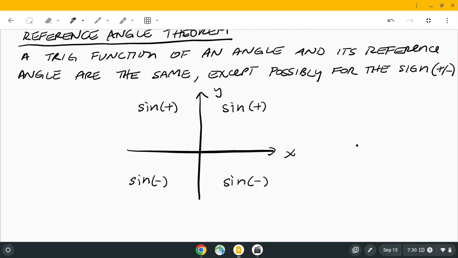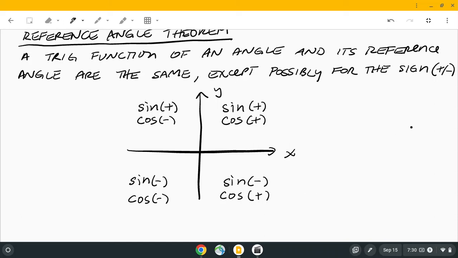Okay. And let's do the other two trig functions. Cosine. Cosine is associated with the x values. And so all the x values are positive here and here, right? On the right-hand side, all these x values are positive. All these x values are negative. So negative here and here. So cosine is positive here. Cosine is positive here, but cosine is negative over here and negative over here as well.